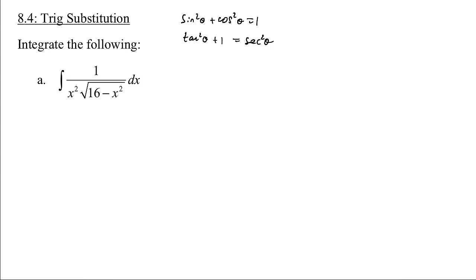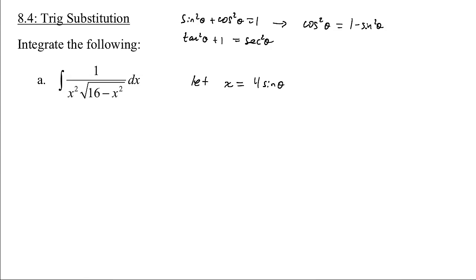So when I look at this, what I notice is that it is a number minus an x squared. The way this is going to work is I'm going to specify exactly what I want x to be. In this case, since it is a number minus an x squared, I am going to rewrite this identity such that cosine squared equals 1 minus sine squared. The reason I'm showing you that is because I am going to let x be 4 sine of theta.